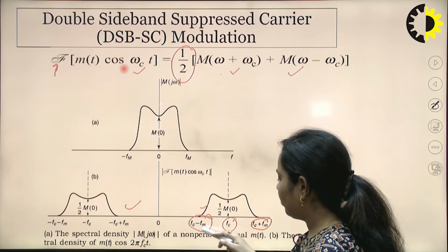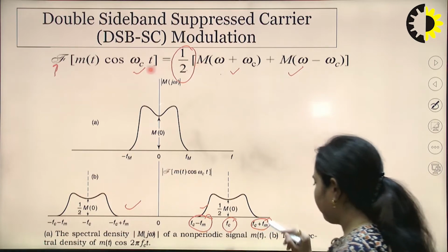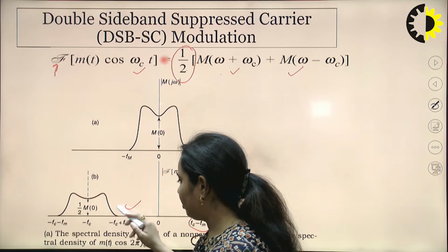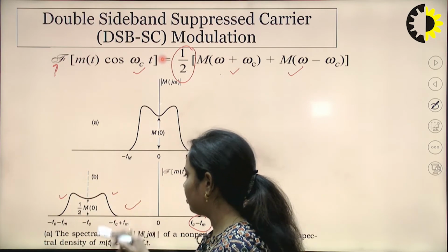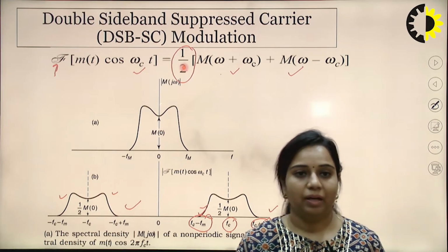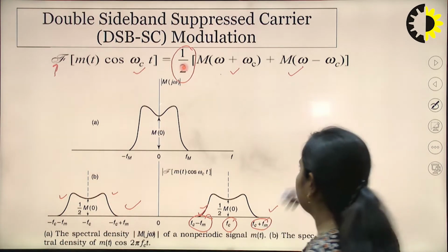That is lower sideband. So this will be the upper sideband and this will be the lower sideband, and on the left hand side there is also, this is upper sideband, this is lower sideband. And the bandwidth, one thing that you have to keep in mind about the bandwidth of the DSB-SC signal.